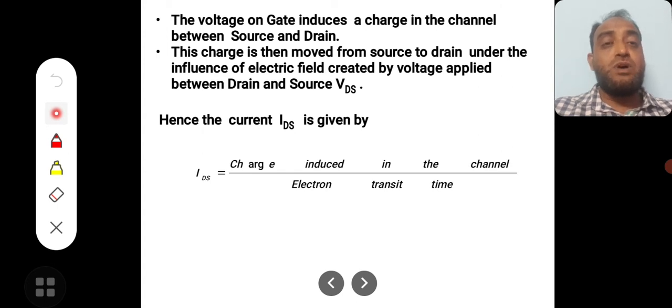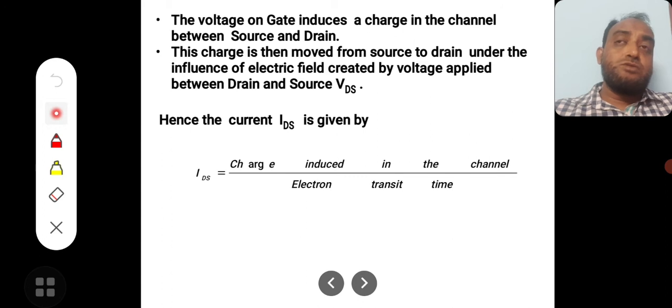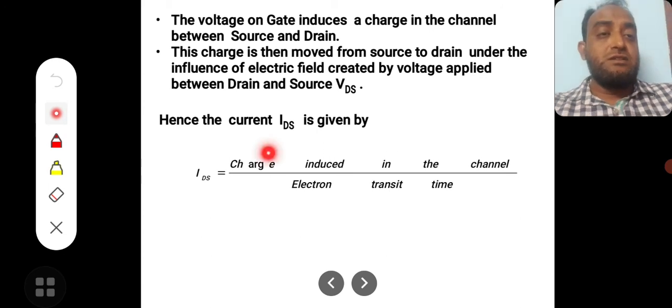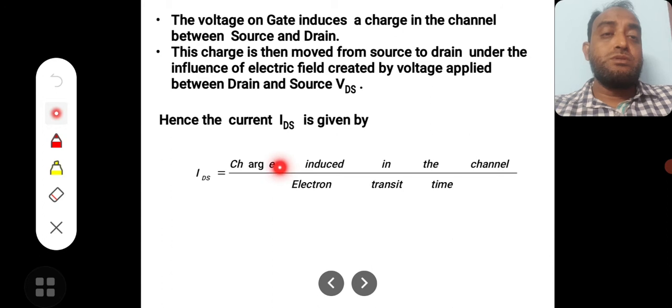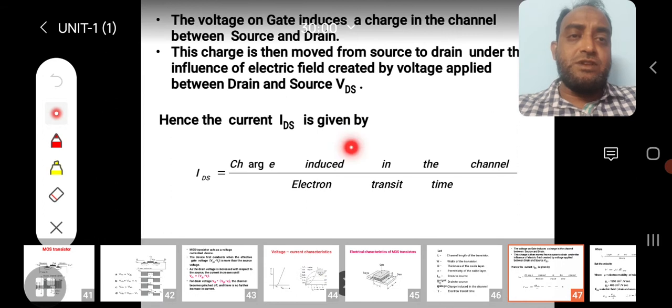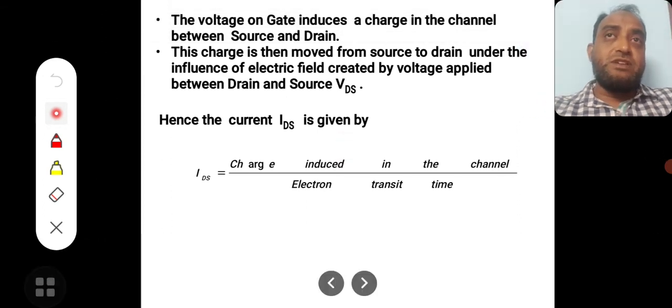I hope you all know that I is Q by T. Here we apply that relation to estimate the amount of IDS that is flowing through the device. Now, IDS is given by the charge induced in the channel, Q, by the electron transit time. What is Q? The charge induced in the channel. Why will charge be induced? Because of the application of gate voltage. Some field will be established, and because of that field, a charge will develop. That is the charge.